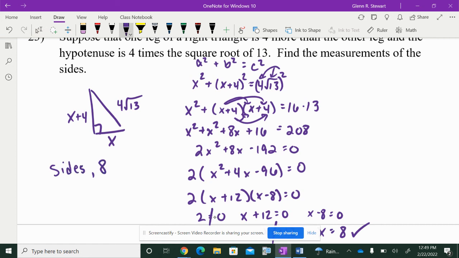Okay, so the sides are going to be 8 and 12. Because 8 plus 4 gives me 12. Which is kind of ironic because that's negative 12 is what it comes out to. But oh well.